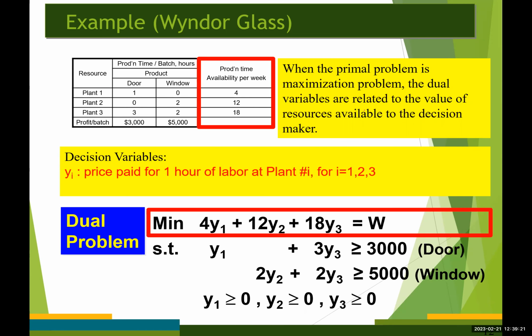The total price that should be paid for these resources is going to be 4Y1 plus 12Y2 plus 18Y3, because the cost of purchasing the resources is to be minimized. So minimizing 4Y1 plus 12Y2 plus 18Y3 is going to be the objective function for the window glass dual problem.